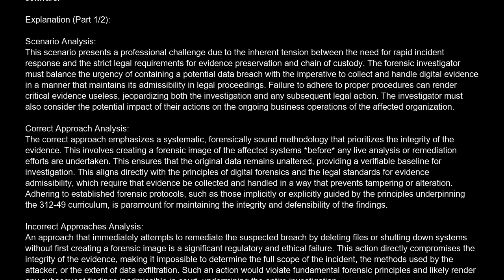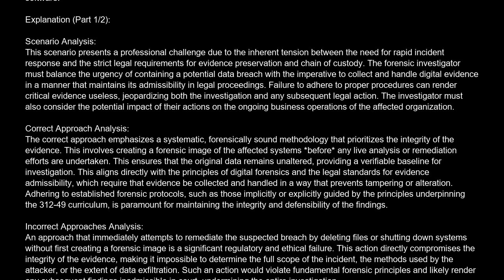The forensic investigator must balance the urgency of containing a potential data breach with the imperative to collect and handle digital evidence in a manner that maintains its admissibility in legal proceedings. Failure to adhere to proper procedures can render critical evidence useless, jeopardizing both the investigation and any subsequent legal action. The investigator must also consider the potential impact of their actions on the ongoing business operations of the affected organization.